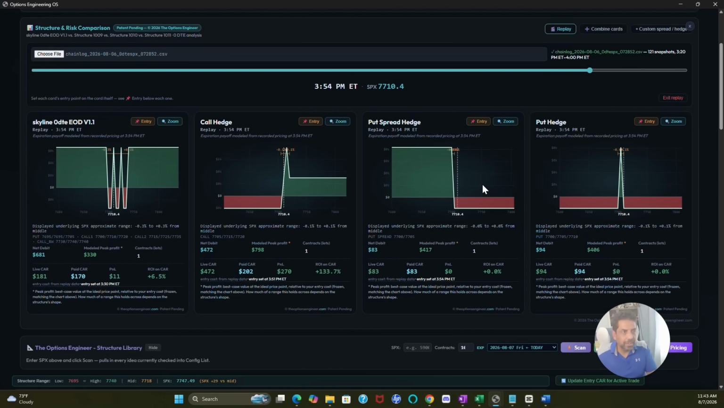The put spread hedge is 7705 and 7700, to lock in any movement if the market goes back, and then the put hedge is from 7710 to 7705 to 7700. So this converts into a debit put spread as a combination of these two. It locks in if the market moves down here. Now we'll look at how the overall combined structure looks.